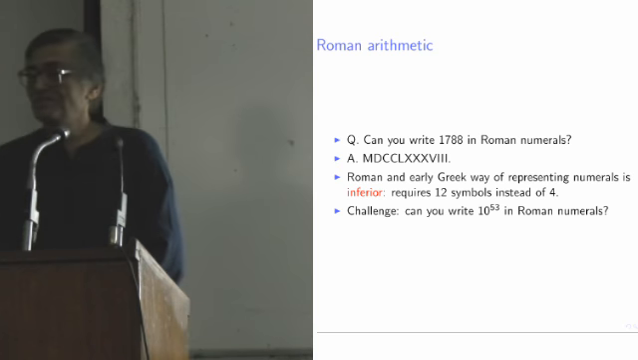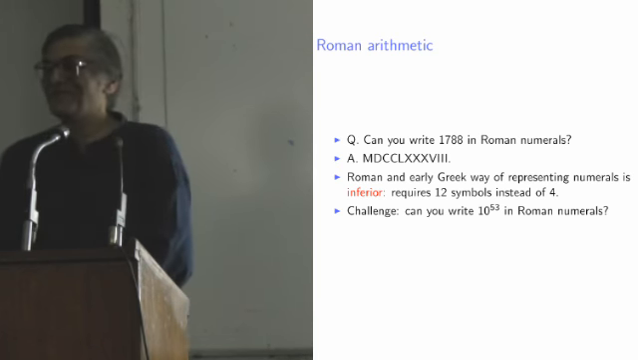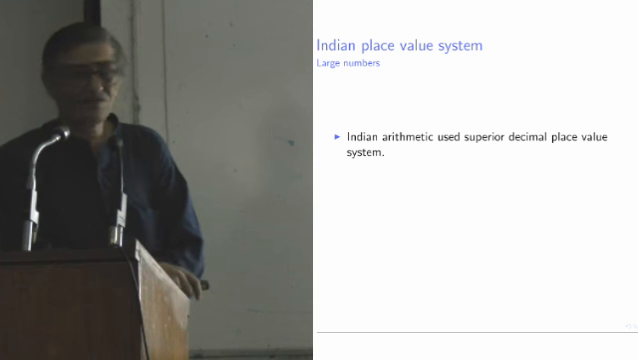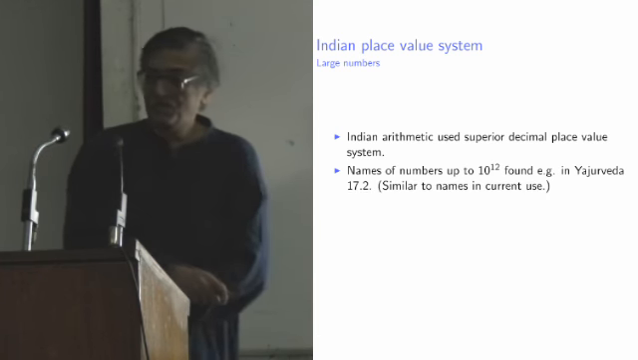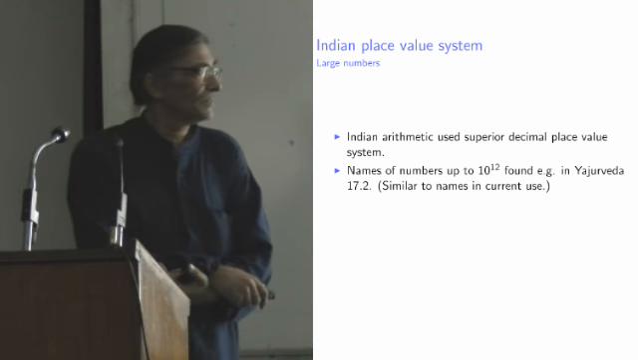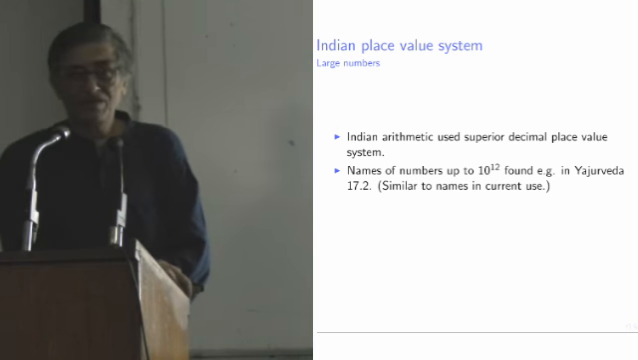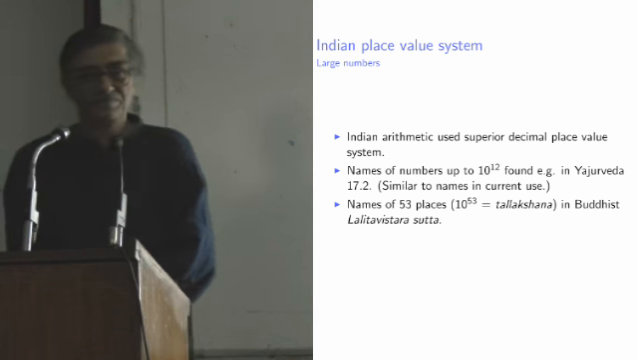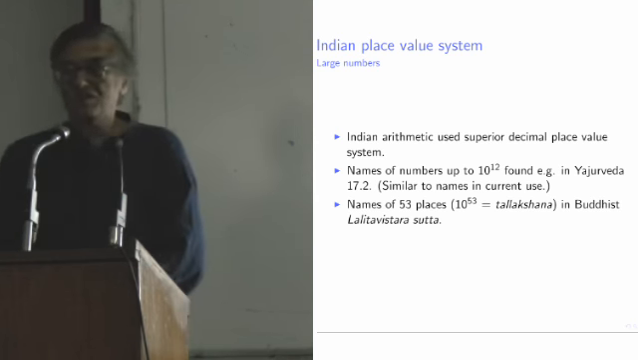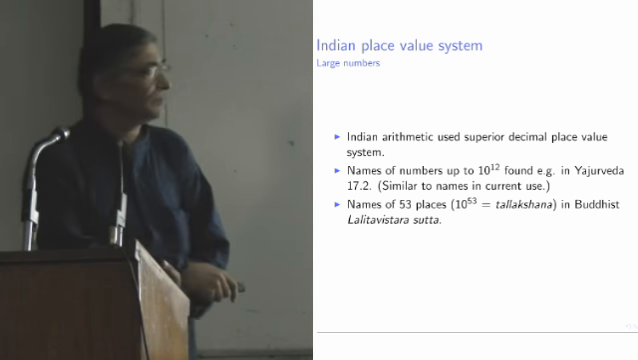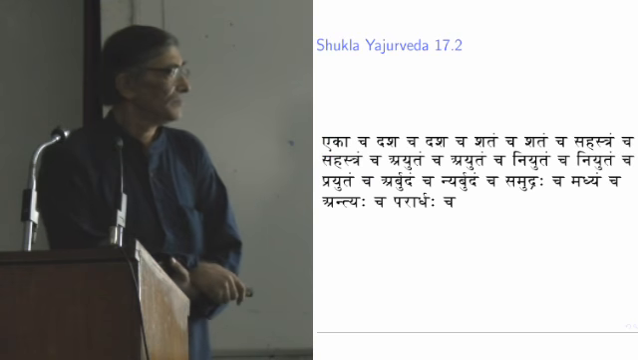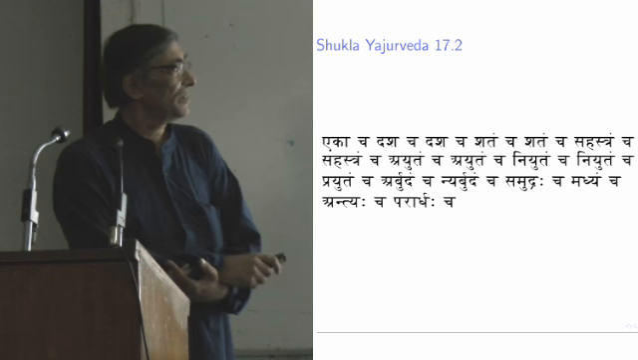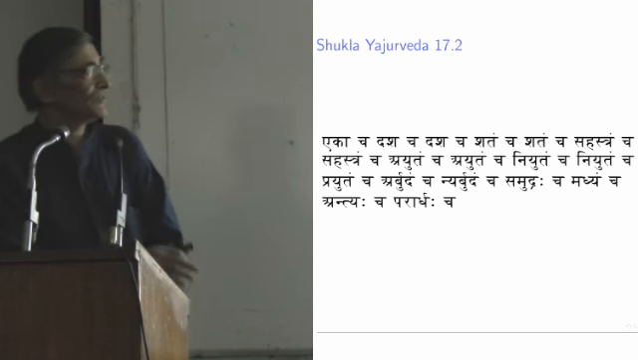How about 10 raised to 53? Anybody want to try 10 raised to 53? Now you have such a number in the Indian tradition. Because it has a superior decimal place value system, names up to 10 to the power 12 are found in the Yajurveda 17.2. That's the reference. If you want it, I have the text, I can show you. 10 raised to 53 is found in the Buddhist Lalitavistara Sutta, where the Buddha resides, with all these names and powers; you find even larger numbers. Well, this is the Yajurveda 17.2, so as you see, Eka cha, Dasha cha, Shatam cha, and so on.